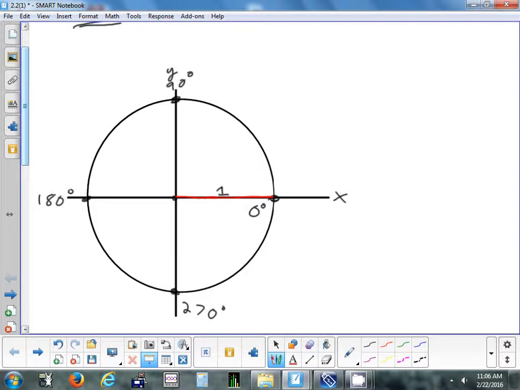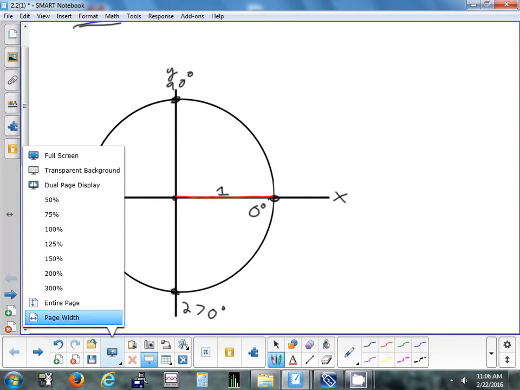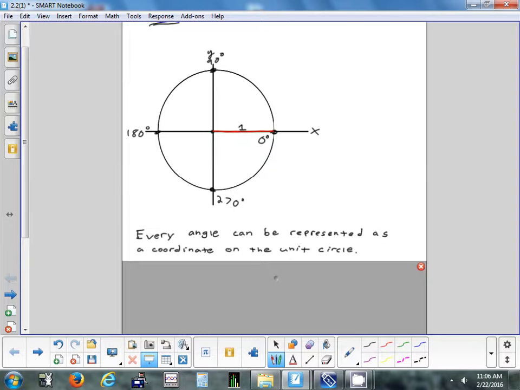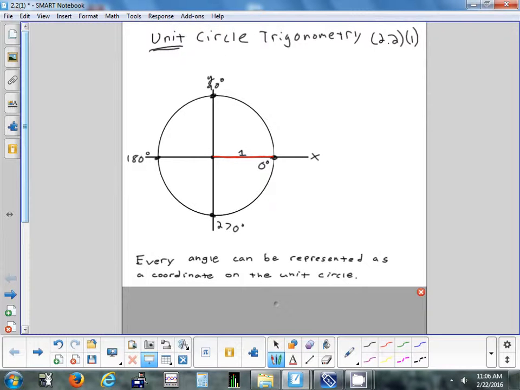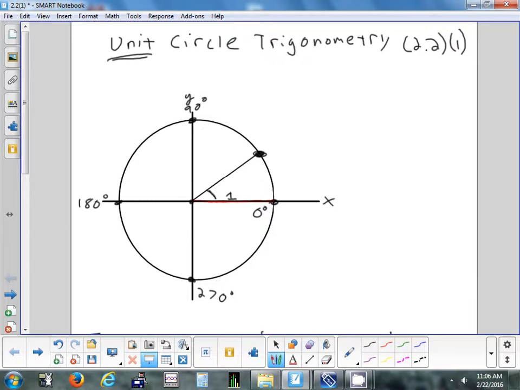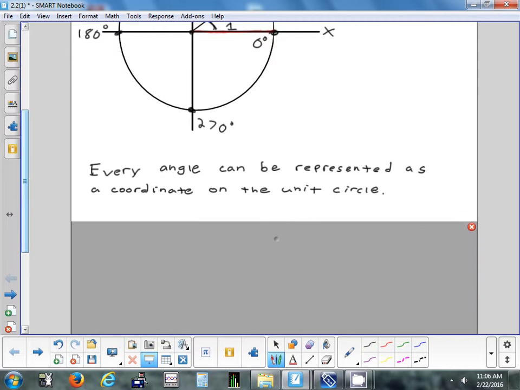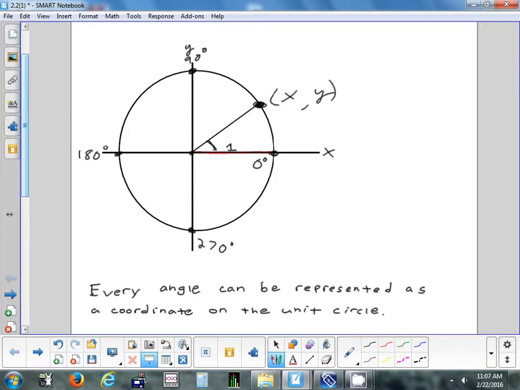Any questions on the diagram so far? All right. So every angle that I draw on this circle can be represented as a coordinate. Let's say, for example, I put a point right there, and I'm going to make an angle out of it. That's one side, that's the other side. That angle right here corresponds to some coordinate. This coordinate has an x value and it has a y value. I went over a certain amount and I went up a certain amount to get to that point. The whole goal of unit circle trig is to figure out that coordinate. That's all we really have to do.